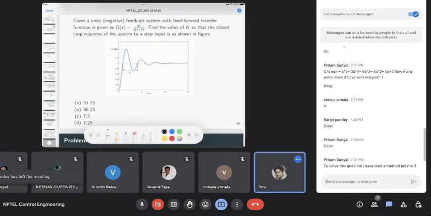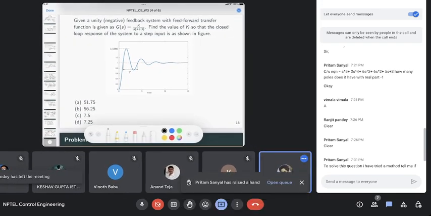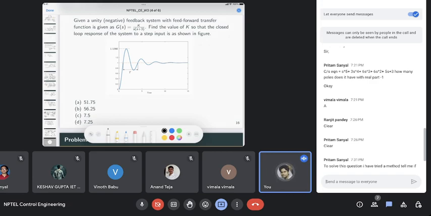Okay, Pritham. Yeah. Okay, so for your question, how many poles does it have with real part minus one? So what you do is you shift that s such that its origin will be shifted to minus one. So you transform your s with something like s prime, such that in the s prime your equation will be such that your origin will be in minus one, right?